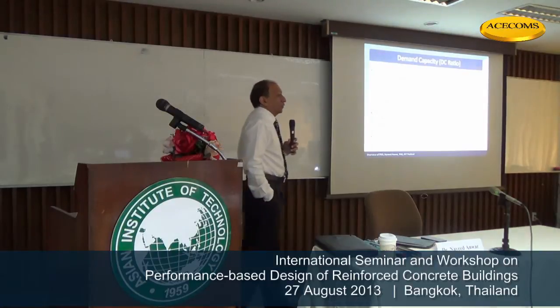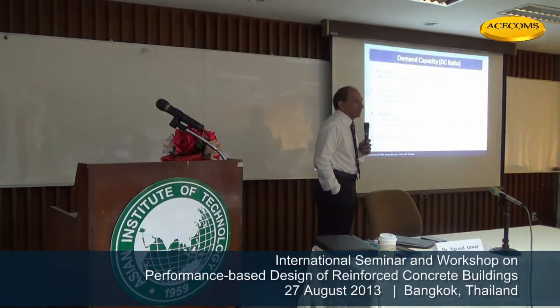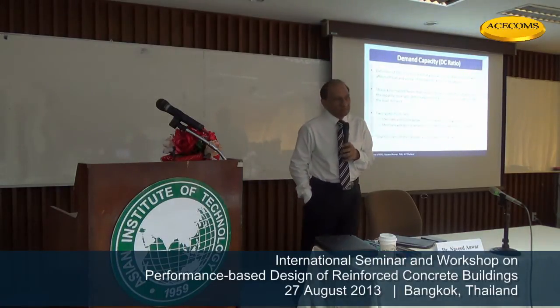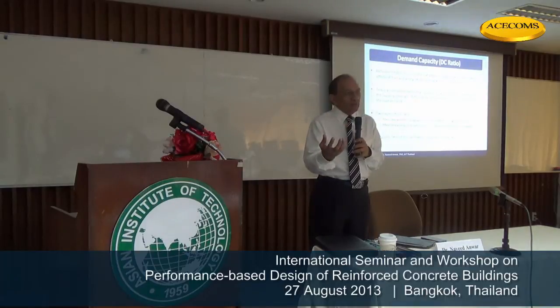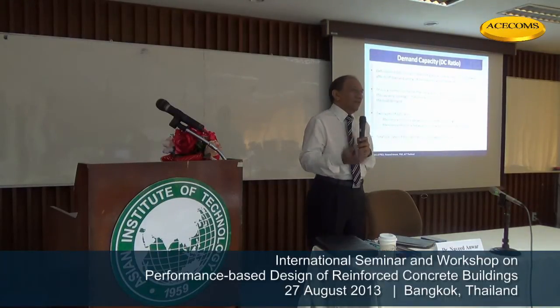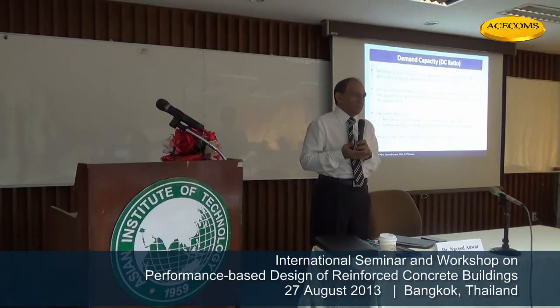Another important thing that we always measure in a structure, and most of us are already familiar with that, is the DC ratio, demand over capacity ratio. What is expected, what is provided. That ratio is very critical. We expected this, we got this. That ratio tells us the efficiency of the system.